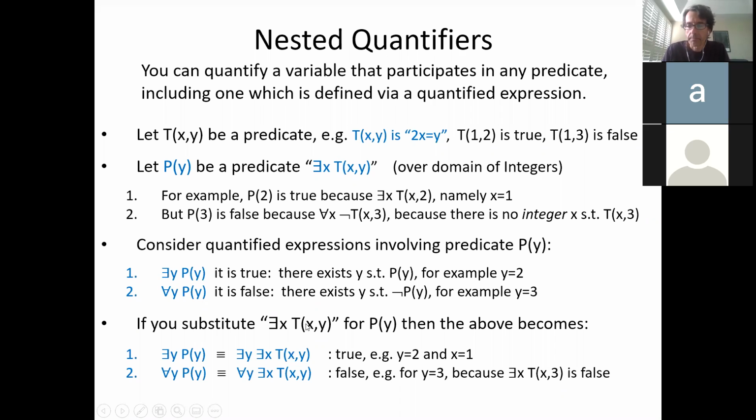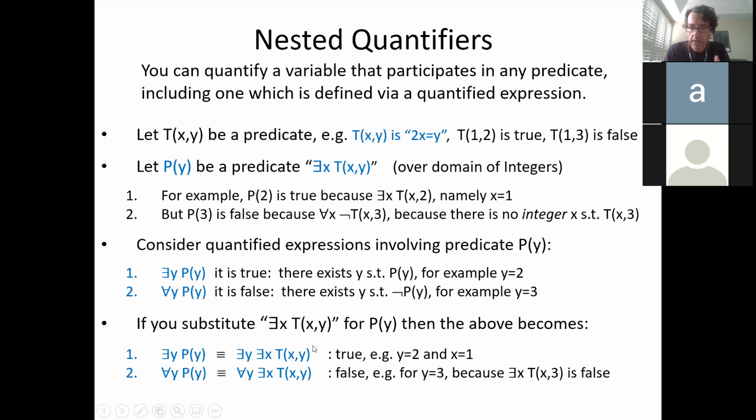But sometimes I don't think that a predicate is really a quantified expression. So if I envelop P of y in its full quantified expression glory, as there exists x such that T of x y, then I will rewrite this statement as follows: there exists y such that there exists x that twice x is y, and this statement is for all y there exists x that twice x is y. Okay.